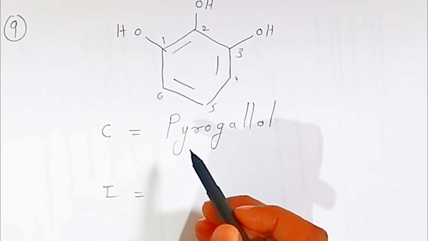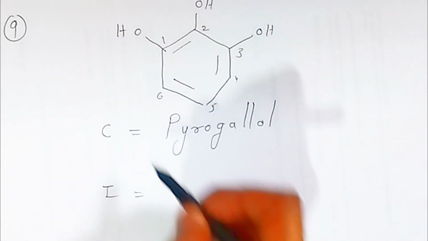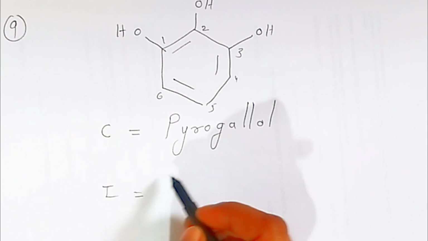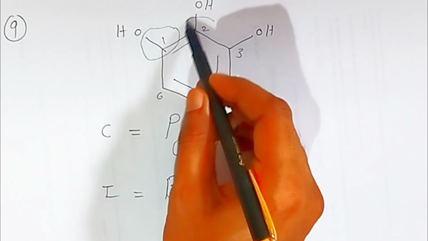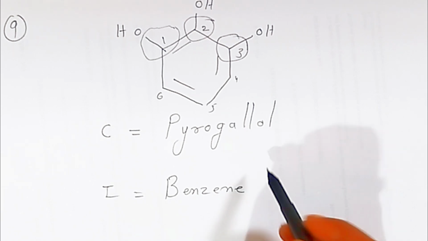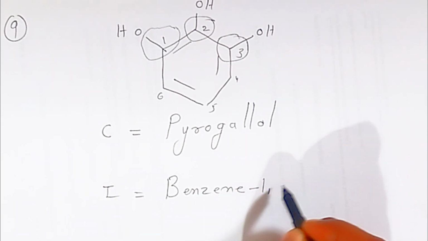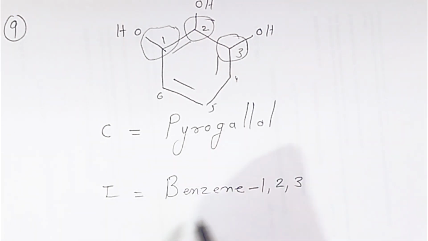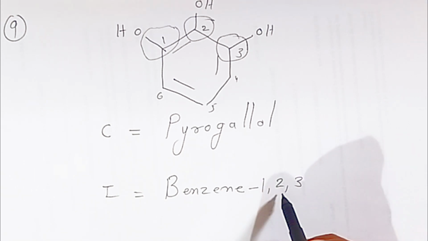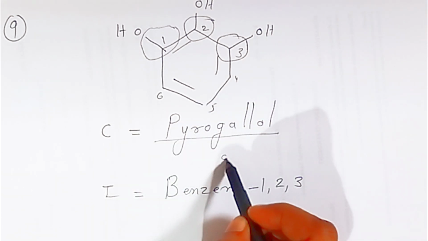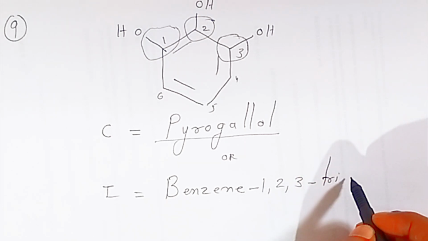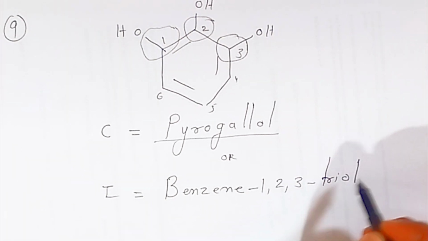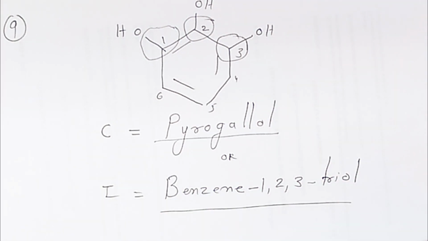Okay, students. Since the parent will be benzene, you have to start the name from benzene. At carbon number 1, carbon number 2 and carbon number 3 you have hydroxyl groups, so you will name it benzene 1 2 3. When there is a continuous numbering, that means it is pyrogallol. Understanding, students? So benzene 1 2 3 triol is nothing but pyrogallol. So this is the name of this molecule, students.